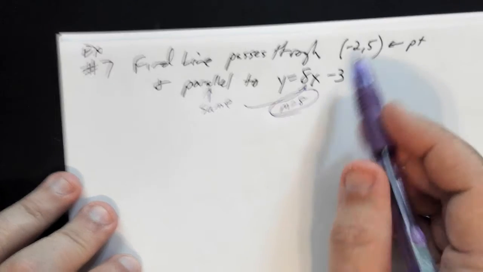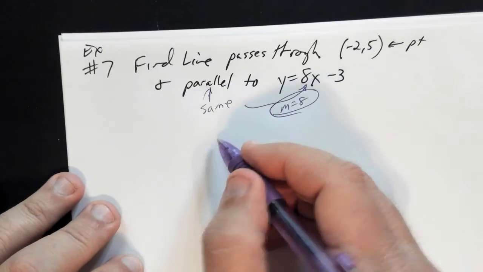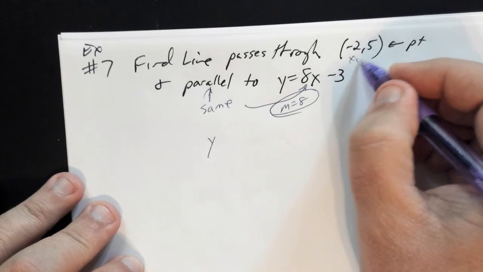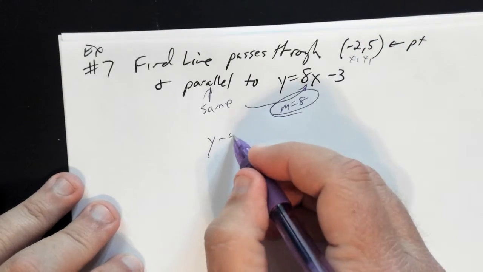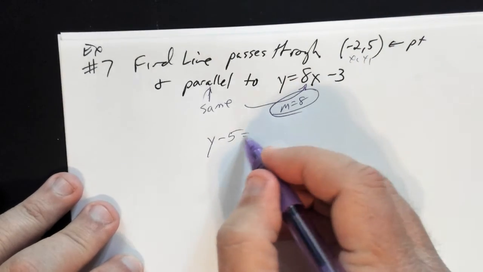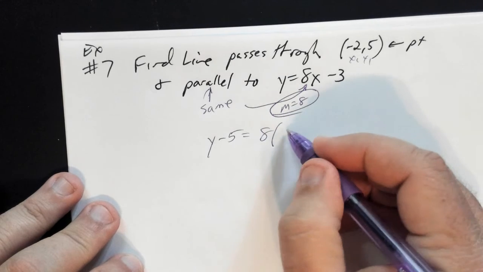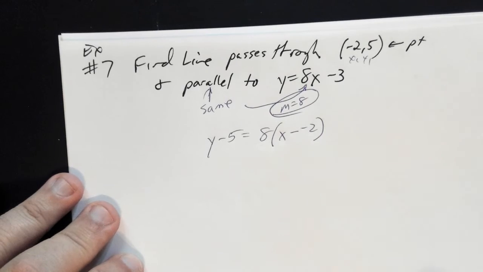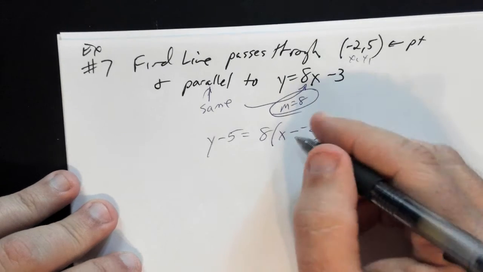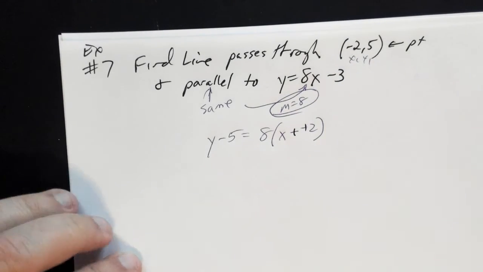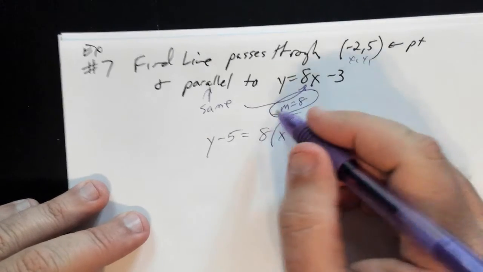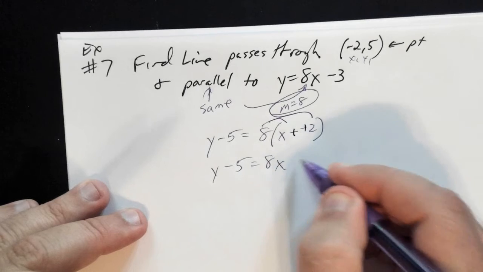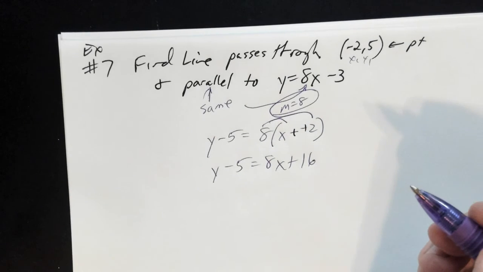Okay, so we're going to take the point, take the slope, and put it in your point-slope form. This is your x1, y1. So y minus 5 is equal to 8 times x minus a negative 2. Now remember, x minus a negative 2 would be x plus 2, correct? So we can change that to a plus, and we're going to distribute the 8. Okay, so it's going to be 8x plus 16.